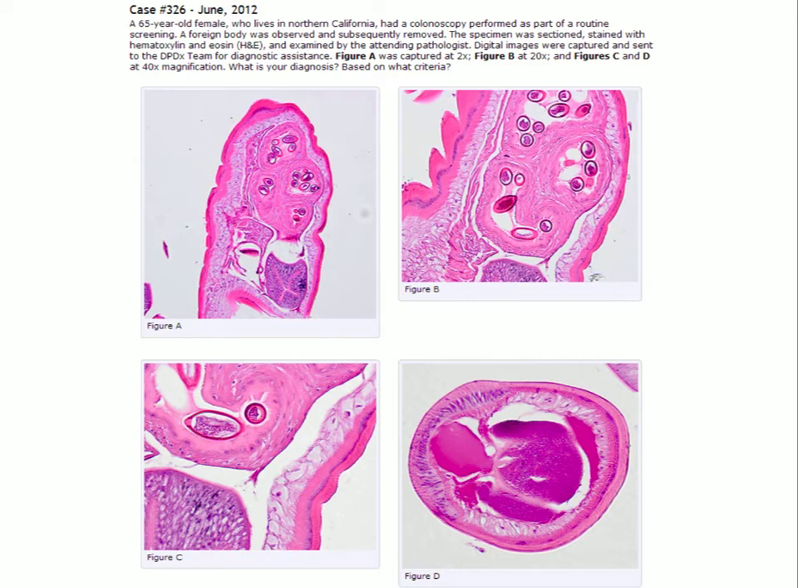These are whipworms, Trichuris. And we will talk about whipworms that invade your small intestine. We'll talk about the eggs. I'll show you what to look for.